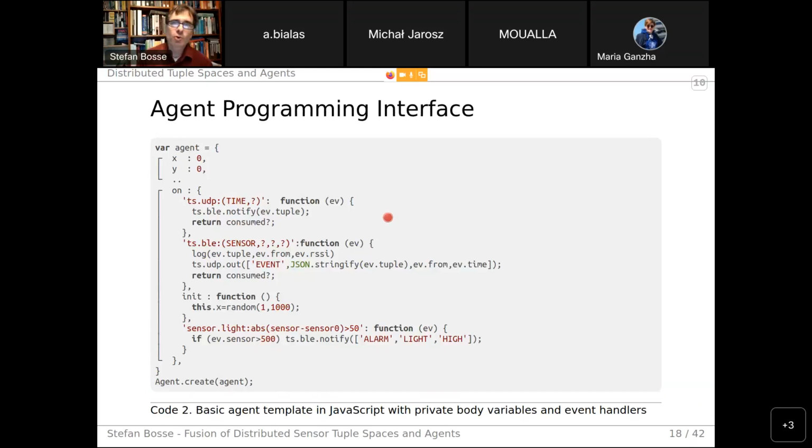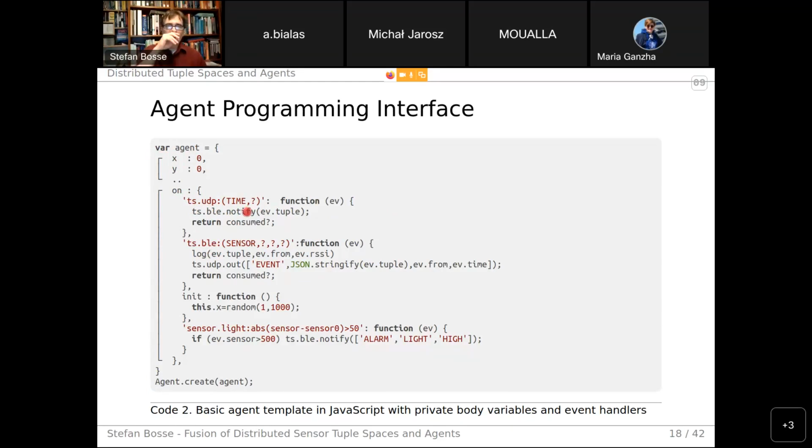So you see the agent programming interface very shortly. Please look in the publication, the paper. You see again here basically the structure, here the body variables of the agent. And here you see the event handlers. That means here I can select a specific tuple space related to a communication technology, for example, UDP and Bluetooth.